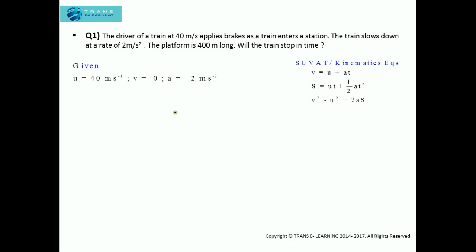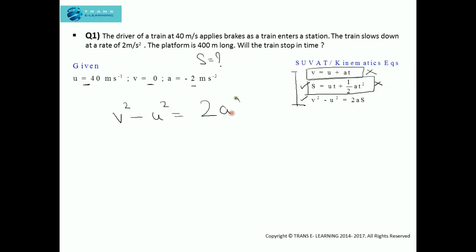So now, which of the 3 SUVAT equations should we use to solve this question? Here, u is given, v is given, and acceleration is given, and we need to find the distance. So we cannot use this because there is no parameter of distance, so either we can use this one or this one. And as the time is not given to us, we cannot use this SUVAT equation, so we will be using the equation v square minus u square equals 2as.